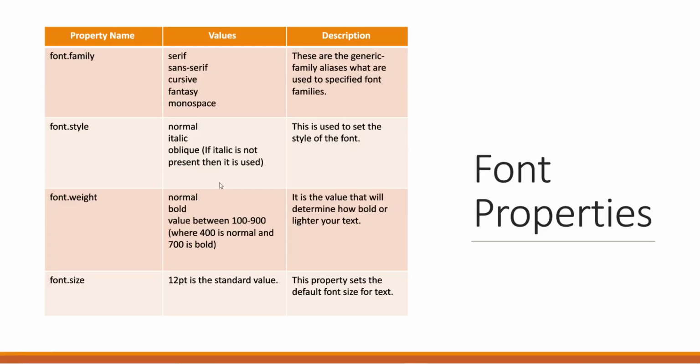The next property is font.weight. Its values are normal, bold, and any value between 100 to 900, where 400 stands for normal and 700 stands for bold. And it is the value that will determine how bold or lighter your text is. And the last property is font.size. By default, it has 12 point value, and this property is used to set the default font size of the text. Now we will see some examples related to this.